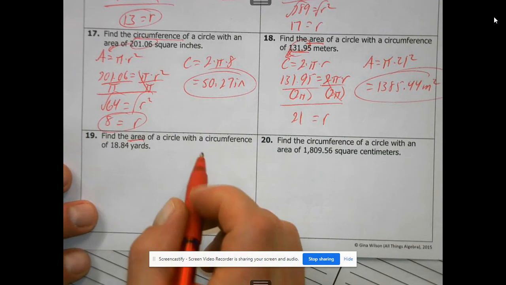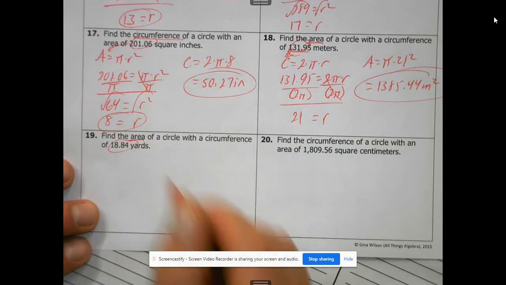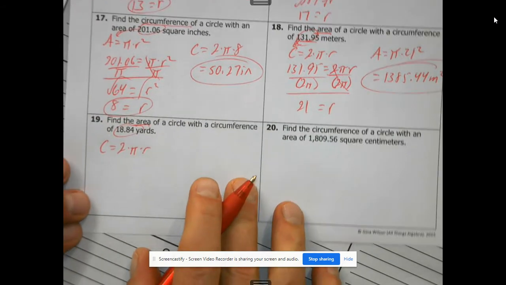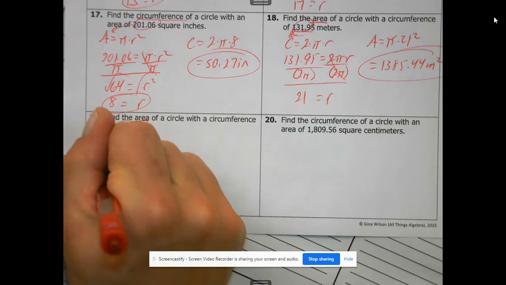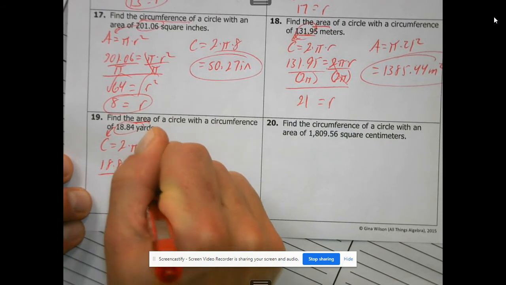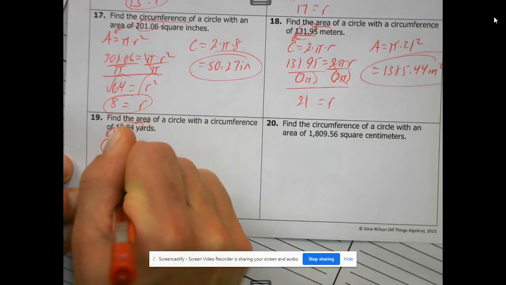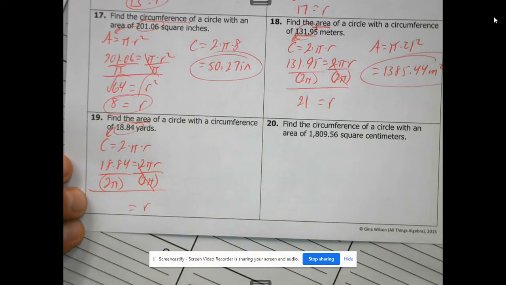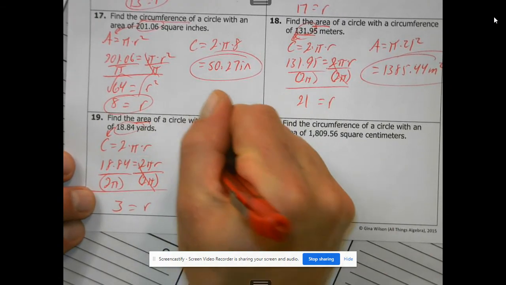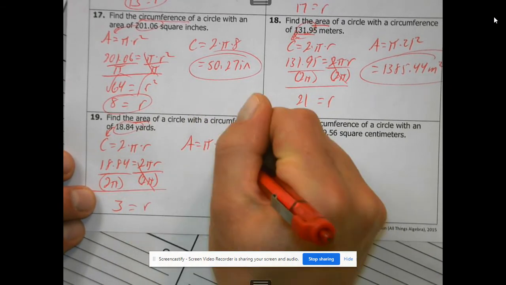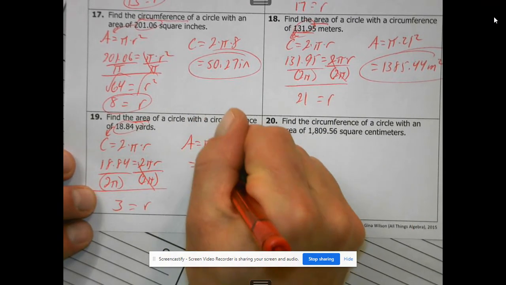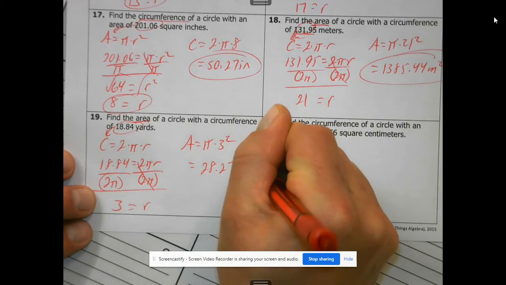Nineteen, find the area of a circle with a circumference of 18.84. So first we've got to plug it into the circumference formula. Plug in your pieces. You only know circumference. Plug it in. 18.84 equals 2 pi r. Divide both sides by 2 pi. Radius comes out to be 3. We're looking for area. Area is pi times radius squared. If you type it in, you should get 28.27 square yards.